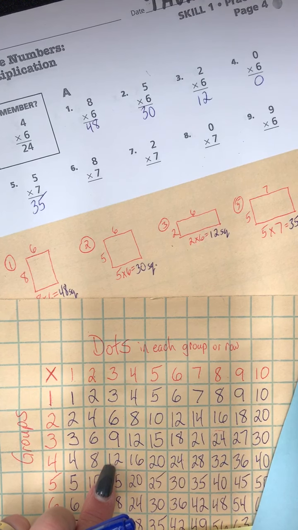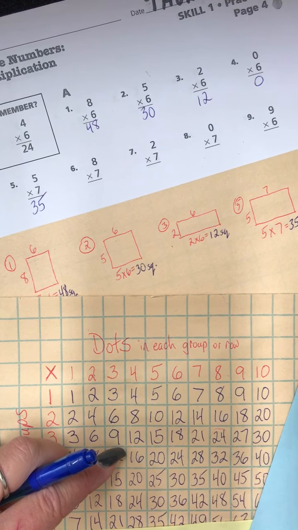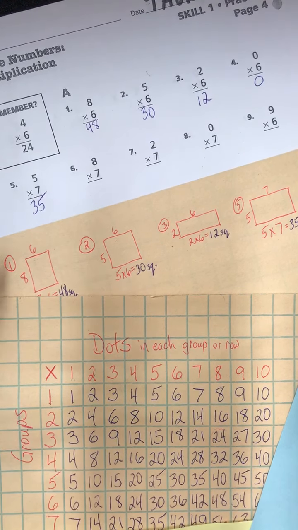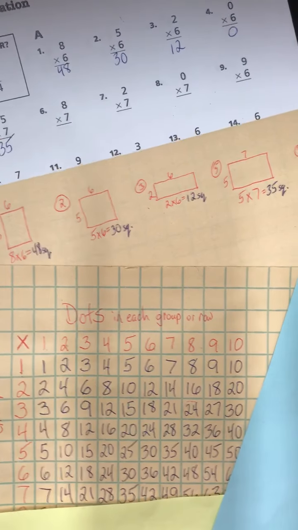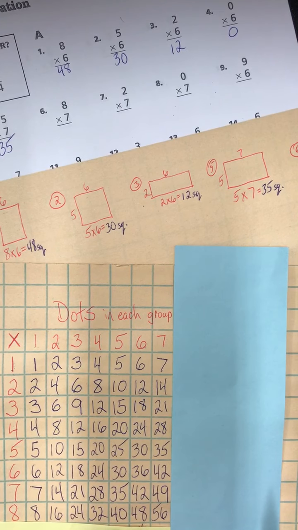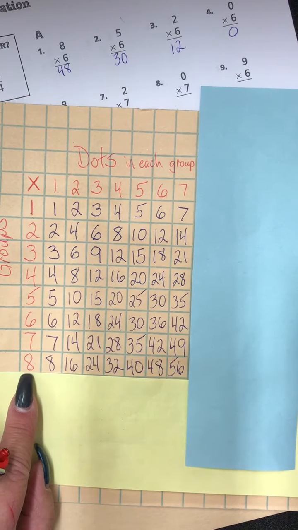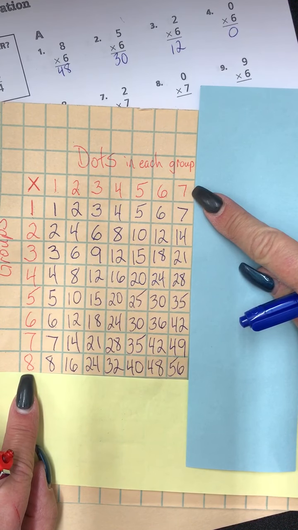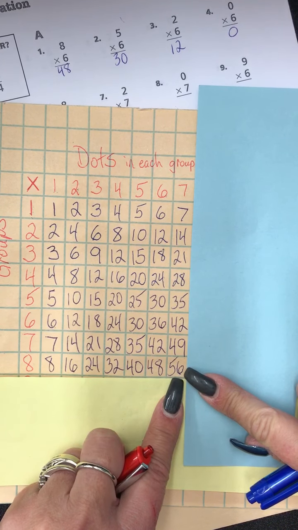Number 6. 8 times 7. Ooh, that's a big one. A little bit bigger. There's our rectangle. 8 rows, 7 columns. 8 times 7. 8 rows, 7 columns. 8 times 7 is 56.